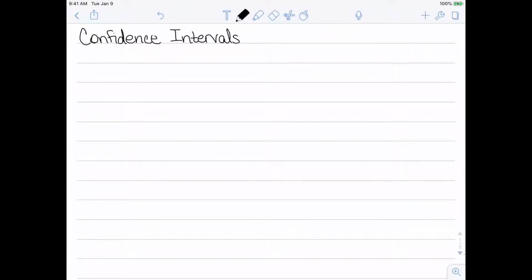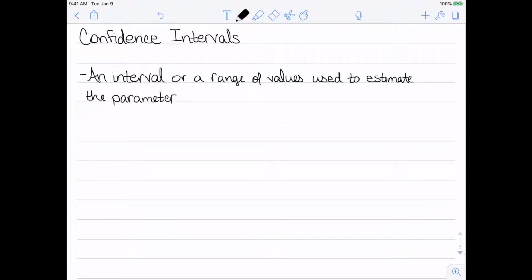We'll now look at our first method of inference, which is confidence intervals. The idea with a confidence interval is we know something about our sample, and we want to make conclusions and try to figure out exactly what we can say about the population. The basic idea is that it's an interval or a range of values that we use to estimate the parameter. We know something about the sample, and then we find this range that we think contains the parameter.